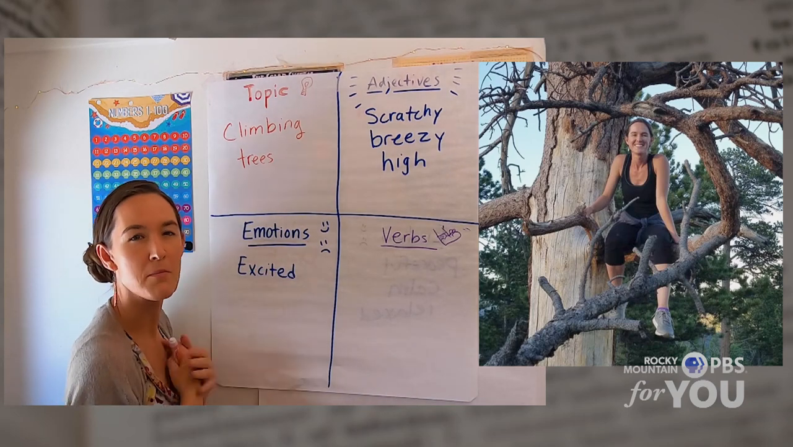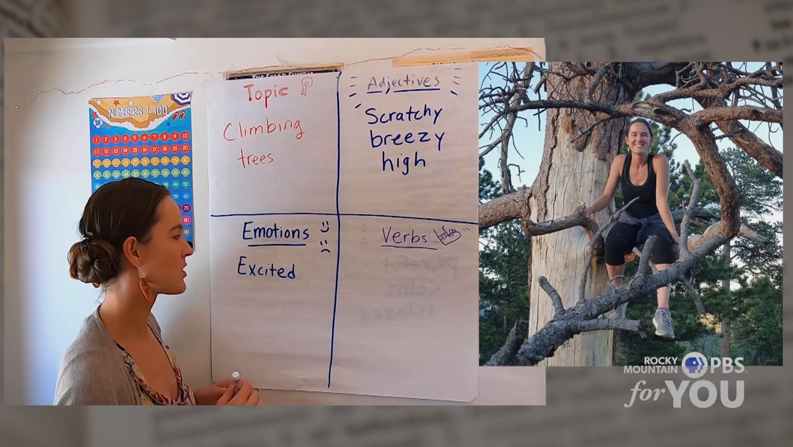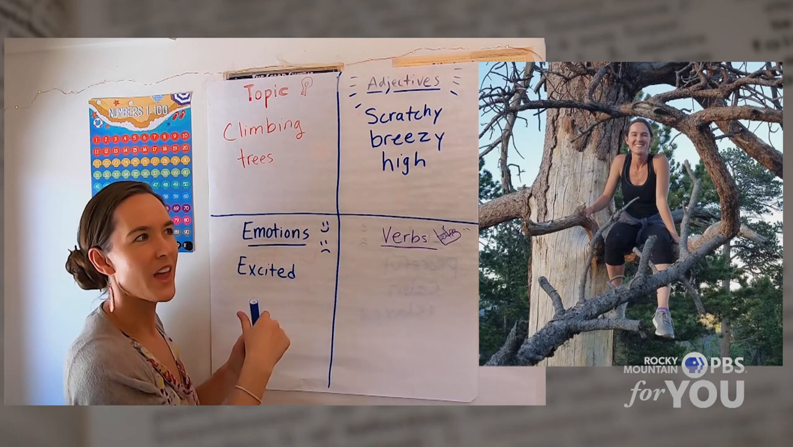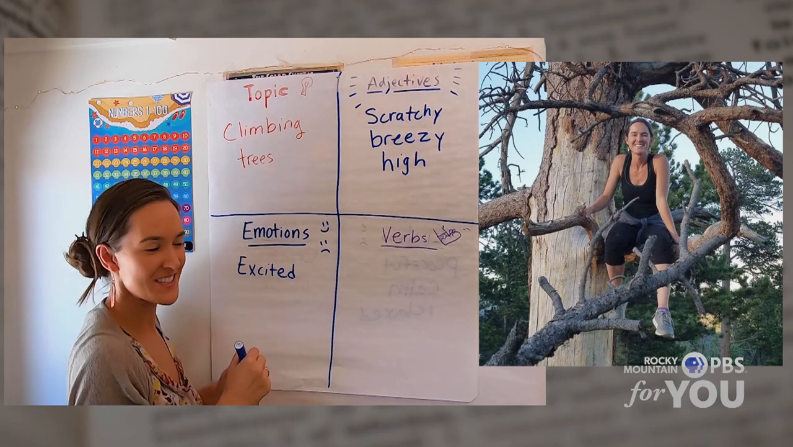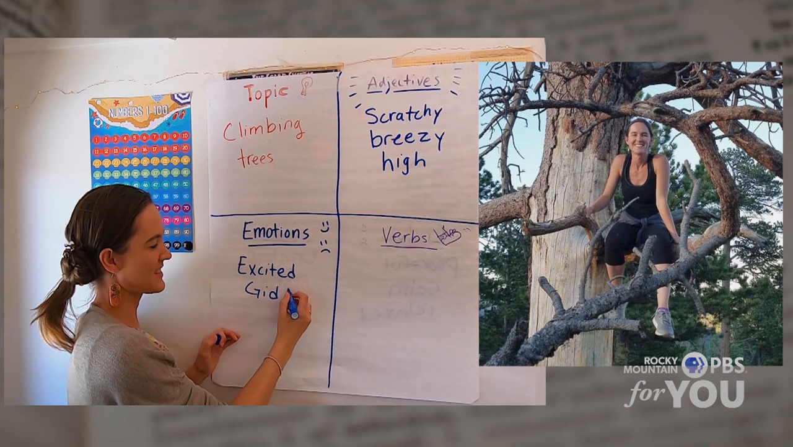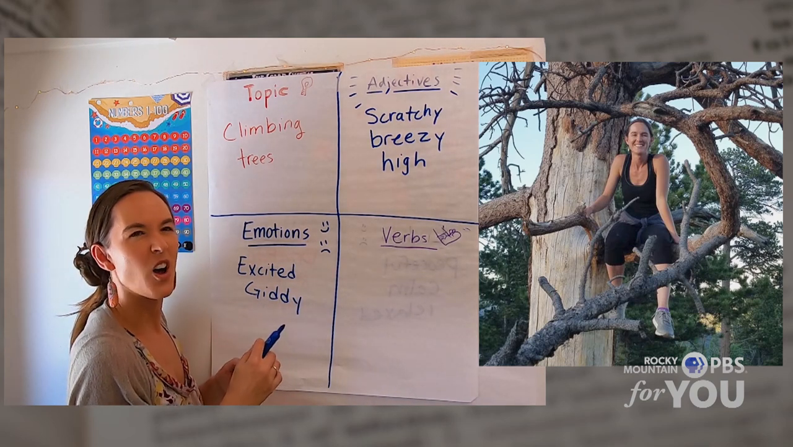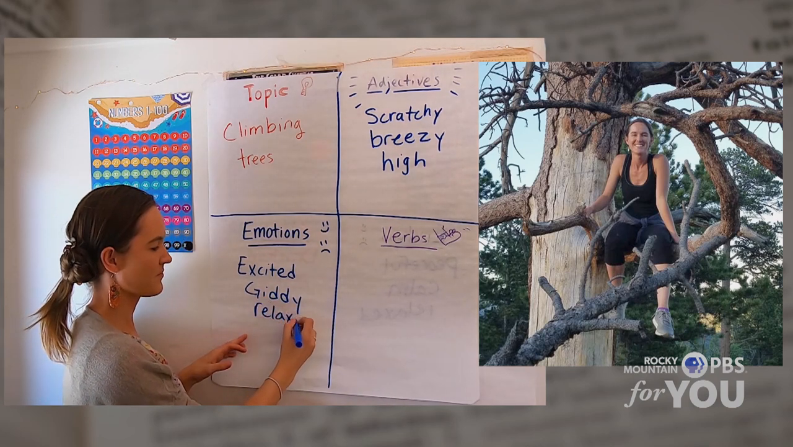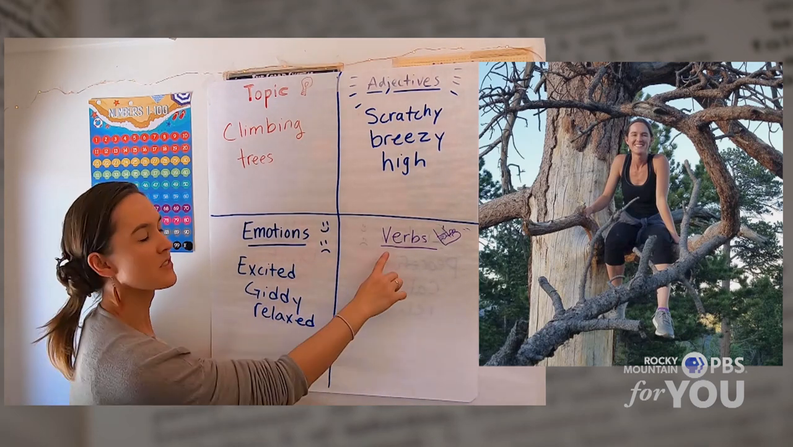I'm sorry. What are some more emotions that this photo makes you think? Or when you were in a tree, what are some emotions that you feel? Excited. Another word for excited is giddy. Giddy is when you're so excited you can't even sit still. So say that with me. Giddy. I'm going to put that down. That's how I feel when I'm up in a tree. And I also feel a little bit relaxed. Same as that last poem. Relaxed. It's very peaceful up in a tree.